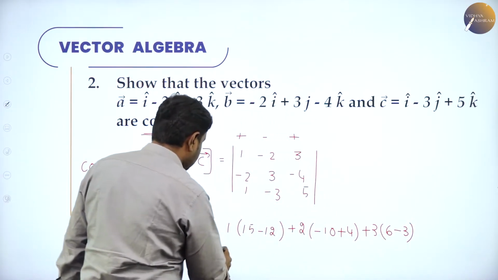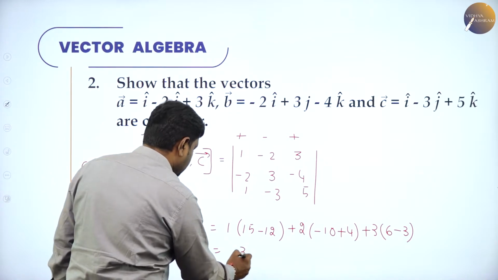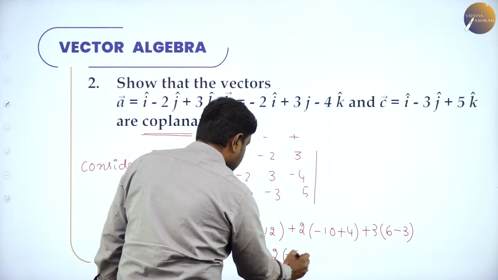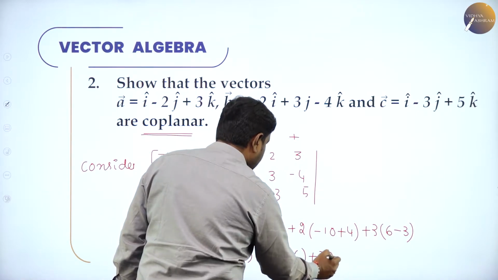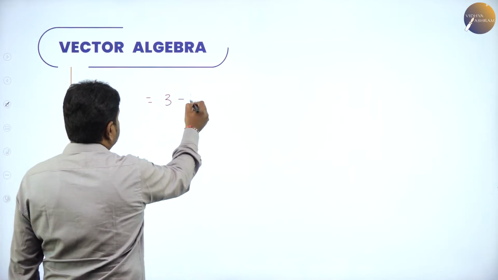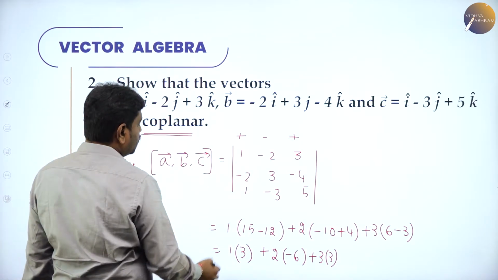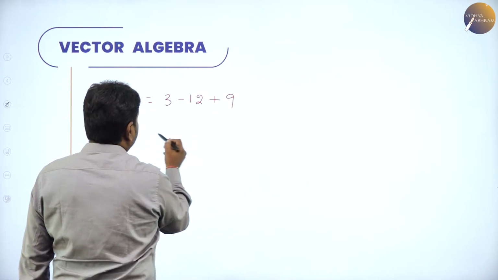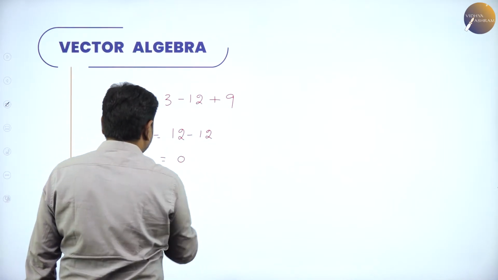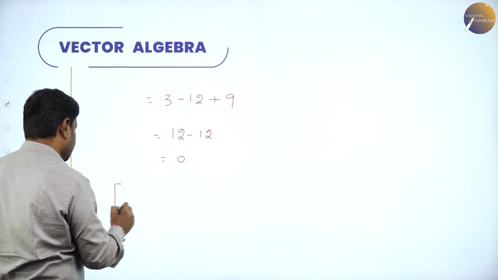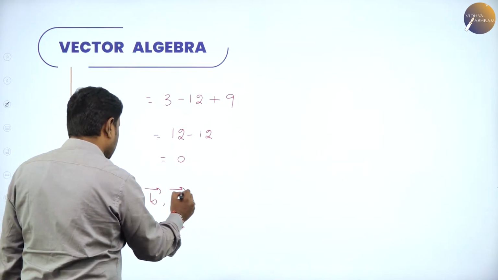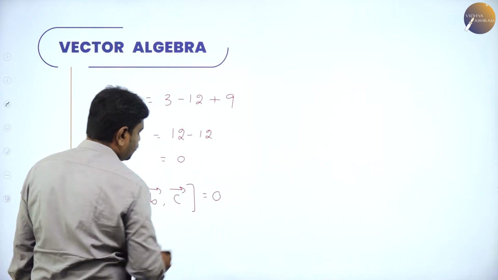Now simplify this. 15 minus 12 is 3. So 1 into 3 plus 2 into minus 6 plus 3 into 3. Simplify this: 3 minus 12 plus 9. So 9 plus 3 is 12, and 12 minus 12 is 0. So when we calculated the box product of A, B, C, the scalar triple product, we got 0.